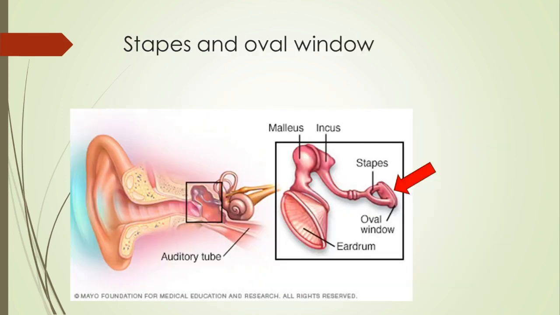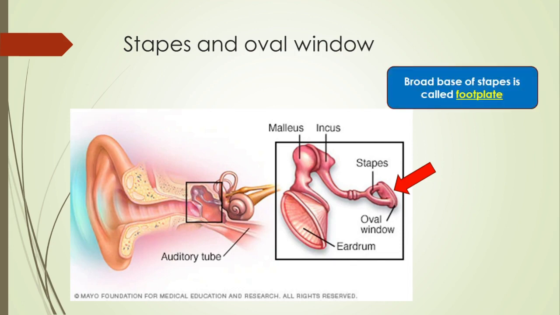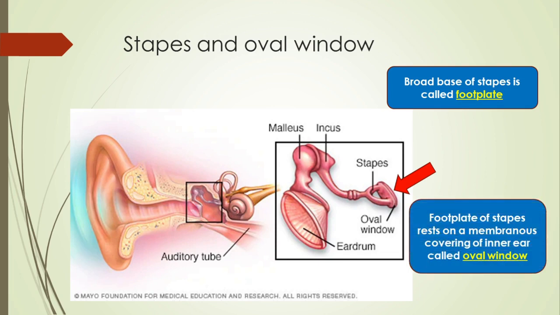Look at this picture. The base of the stapes bone is broad and it is called foot plate. At the point where stapes is attached to the inner ear, there is an opening which is covered with a membranous covering. This membrane covered opening of the inner ear is called oval window. The broad foot plate of stapes bone rests on the oval window.